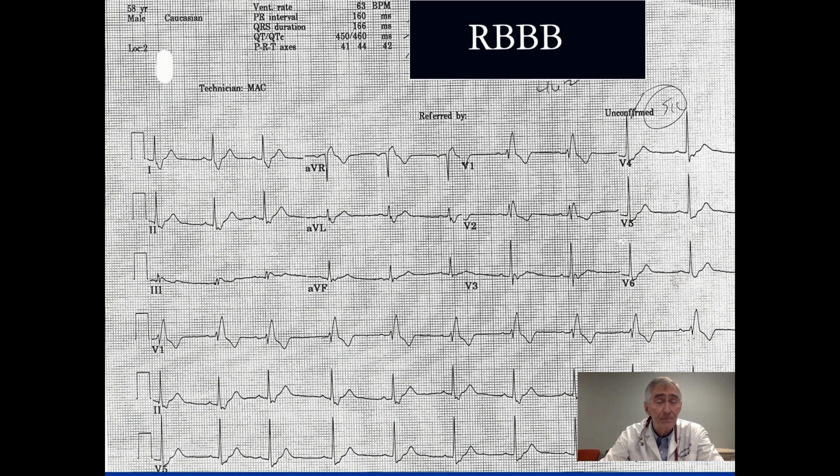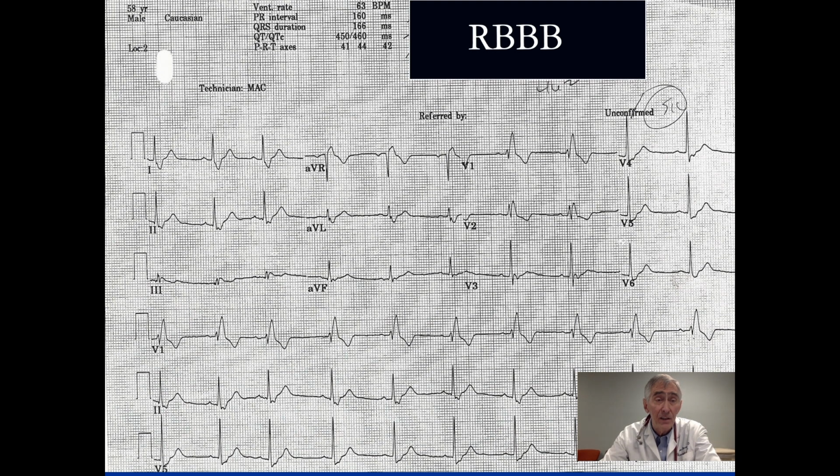In addition, you can see that the axis is normal. It's up in 1, it's up in 2, so it's normal. There's no axis deviation. And notice that the PR interval is less than 200 but greater than 120. Now the QRS is wide. Again, it's wide and greater than 120 milliseconds.